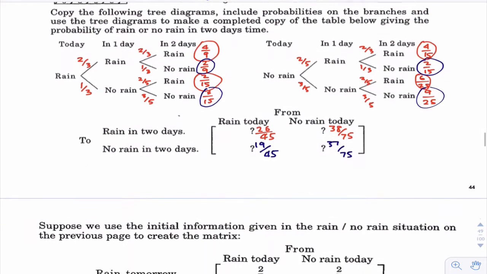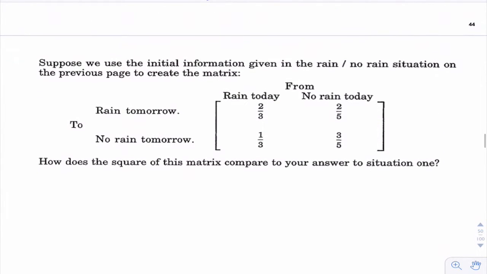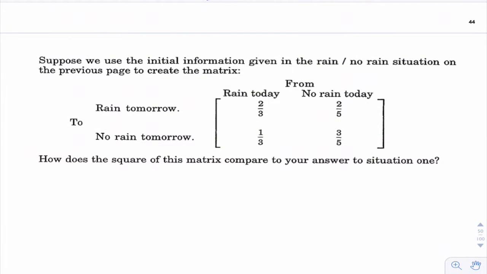Here's an easier way. Suppose we took the initial information given the rain and no rain situation and created this matrix. So what's the chance that it's raining today and then it's going to be raining tomorrow? 2/3. What's the chance that it's raining today, therefore there's no rain tomorrow? 1/3. Chance of no rain today and there's rain tomorrow is 2/5 and 3/5.